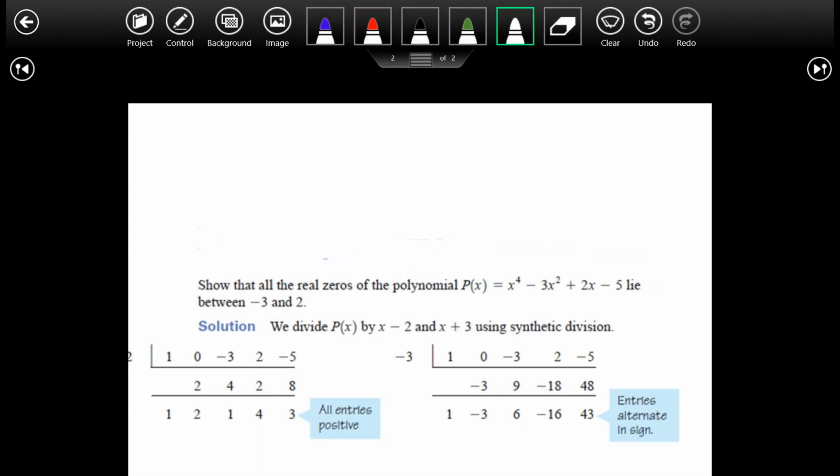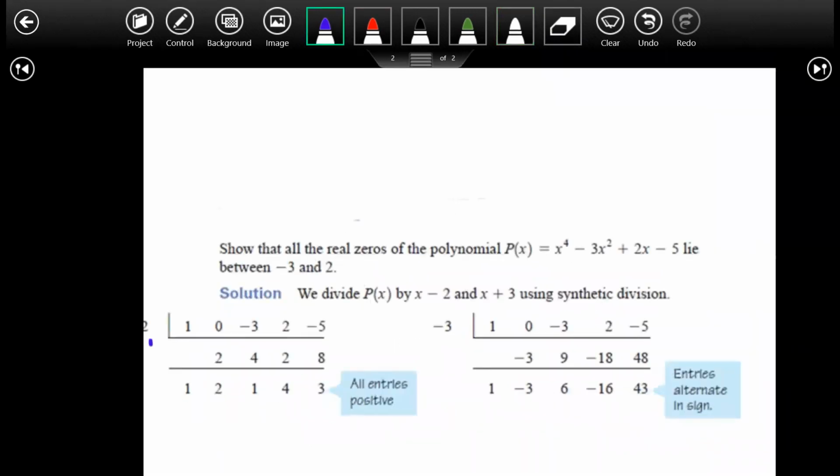Show that all real zeros of the polynomial x to the fourth minus 3x squared plus 2x minus 5 lie between -3 and 2. Essentially, if we divide by x minus 2 and x plus 3 using synthetic division, certain things happen. We get values that provide either all positive entries, if it's a positive number, this is 2. These are all positives.